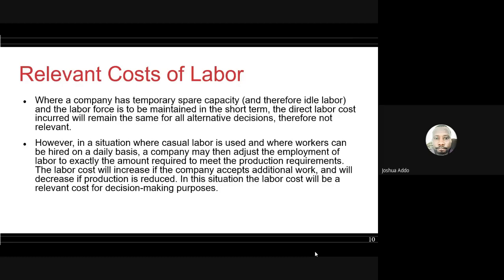This is how normally things break down when it comes to labor. The organization in question, which is contemplating whether to accept some special contract, may already be having labor working on their usual operations. Sometimes the organization may have a temporary idle capacity or spare capacity.